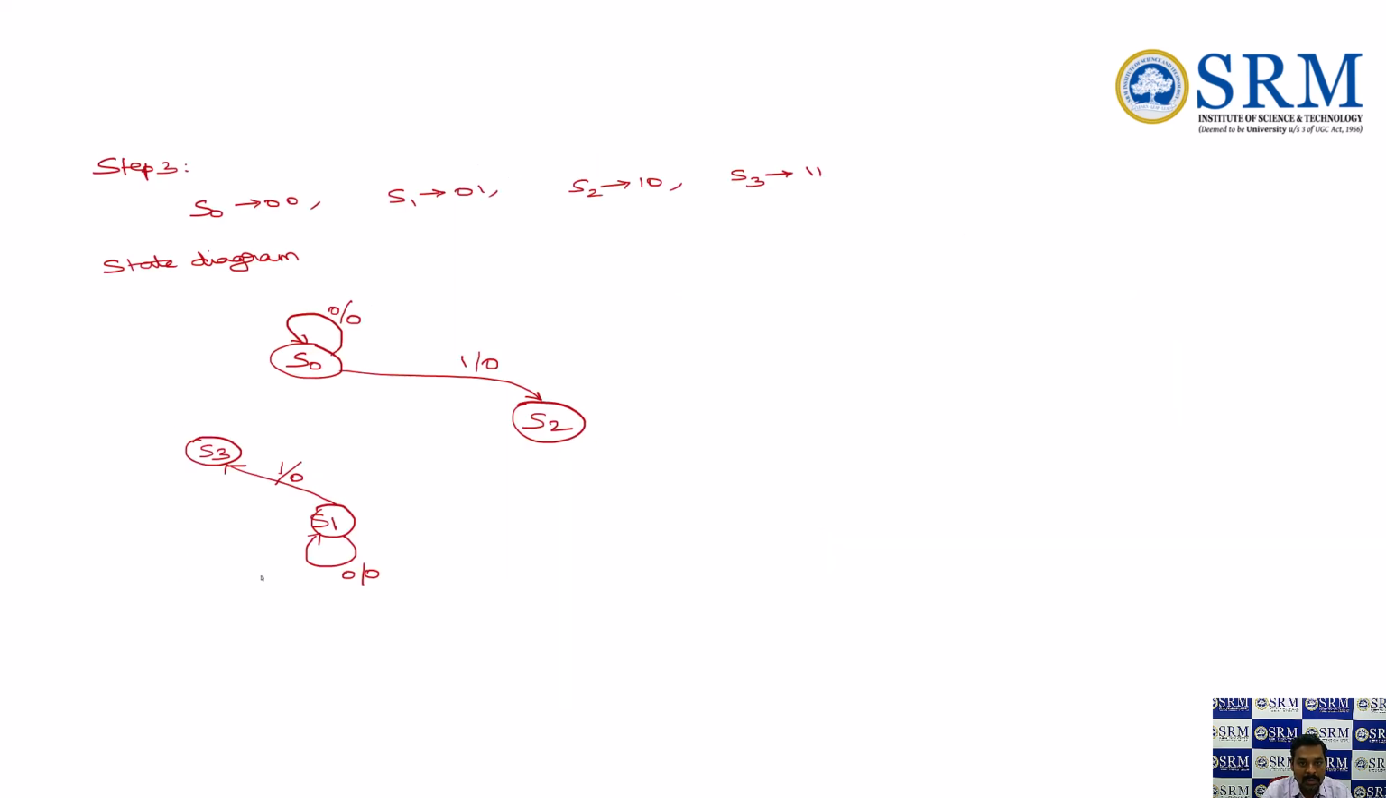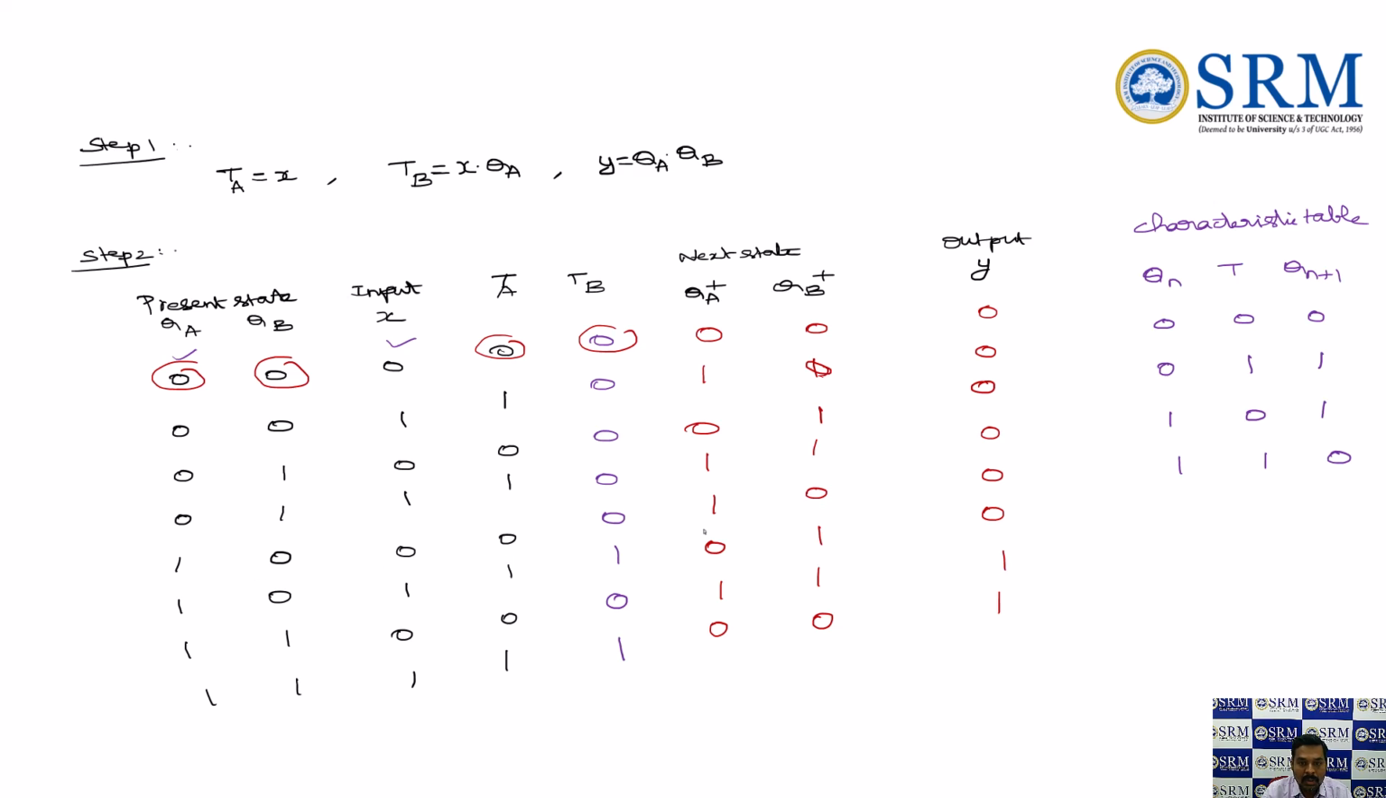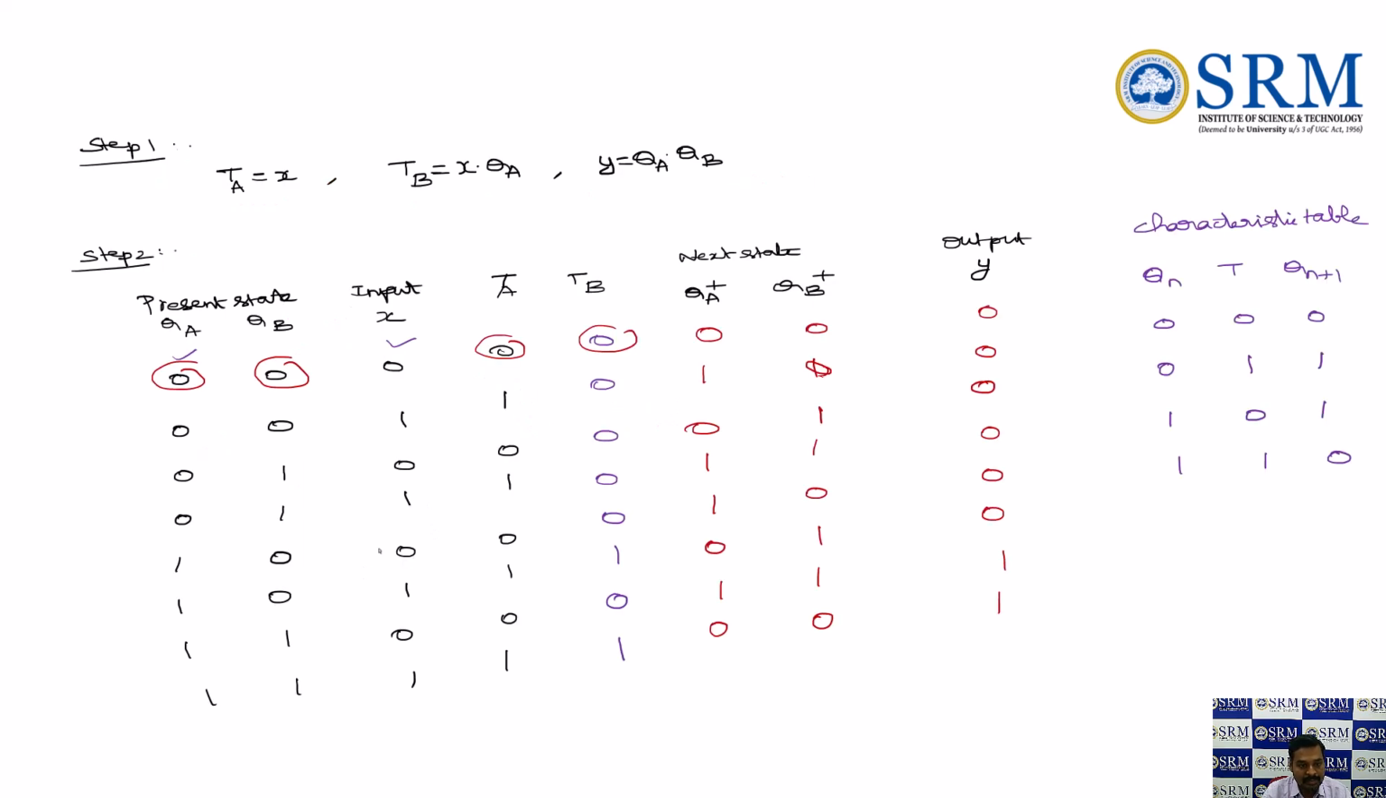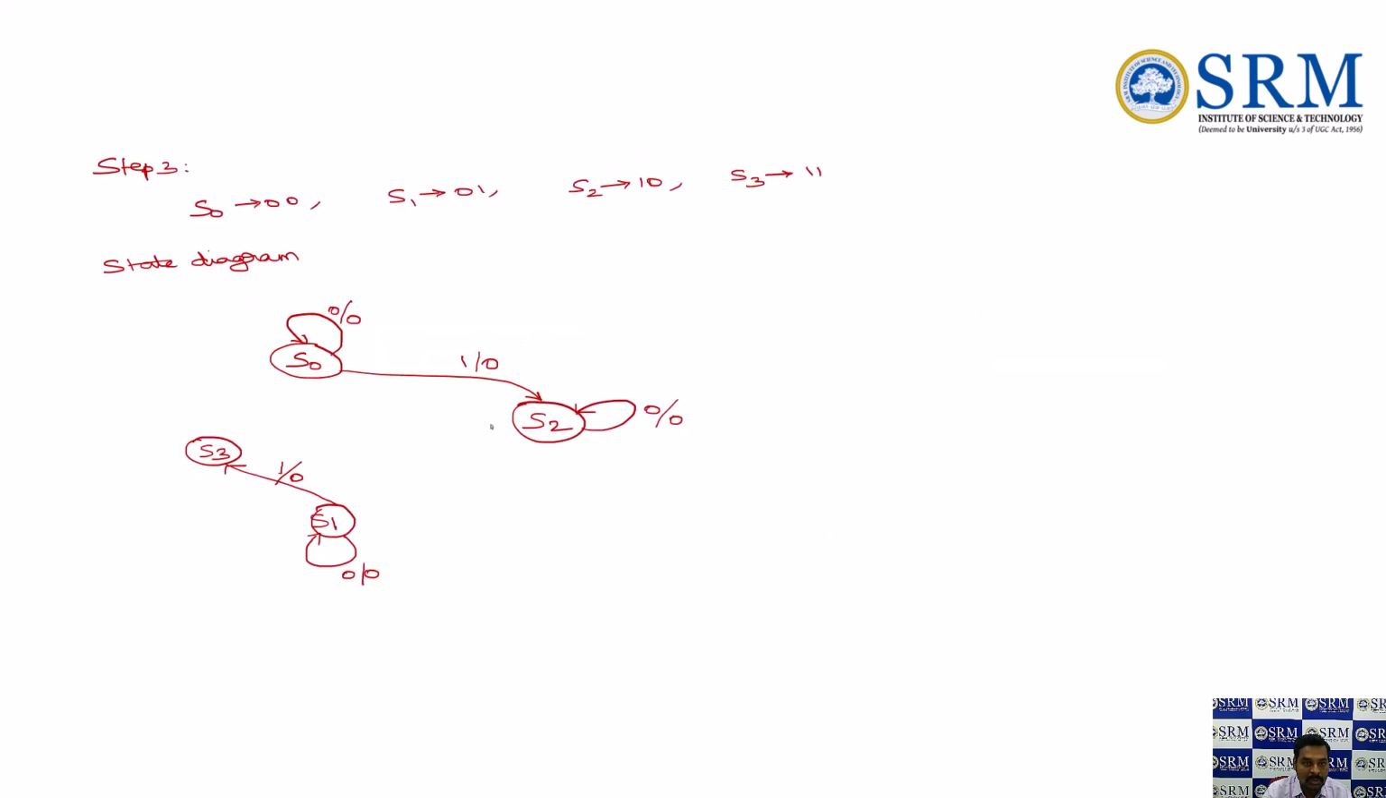Next 1 0. 1 0 is S2. S2 to 1 0, when my input is 0, output is 0. S2 is written at the same state. When my input is 0, output is also 0. Next from S2 to 0 1. 0 1 is, sorry, 0 1 is S1. So S2 to S1.